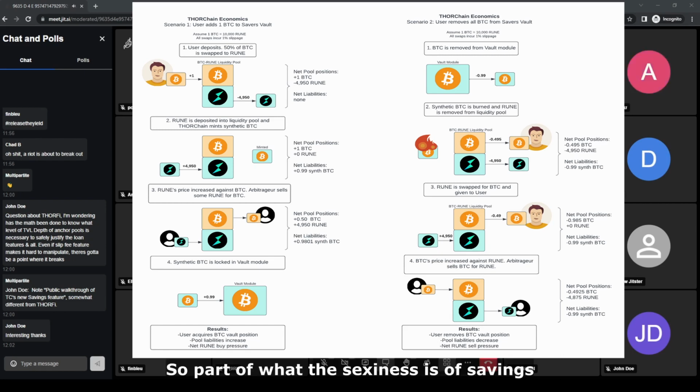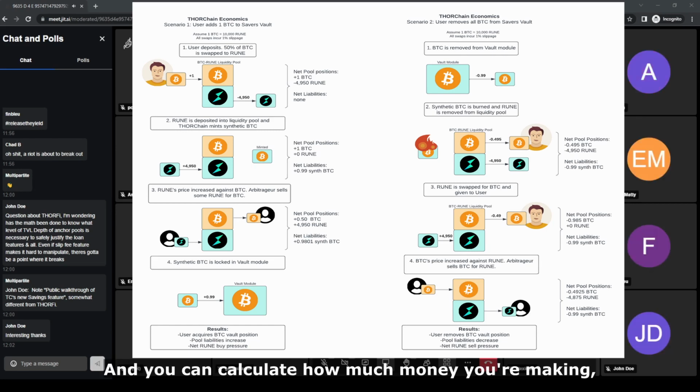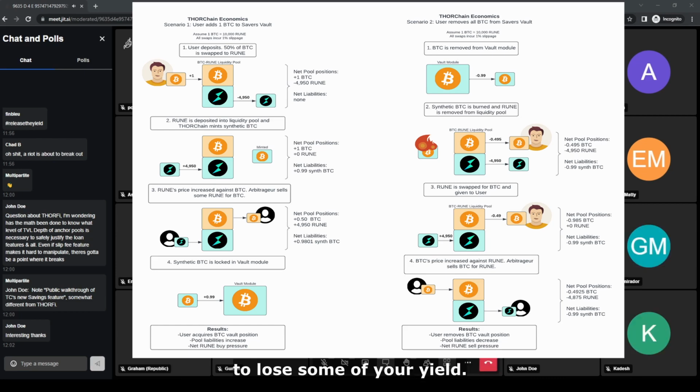So part of the sexiness of savings is that it becomes a super easy thing to participate in, relatively speaking at lower risk, and you can calculate how much money you're making, and how much you're making generally only goes in one direction. It only goes up, right? So you don't see price movements causing you to lose some of your yield. You just basically get an up-only savings account that just gets you more Bitcoin, right?